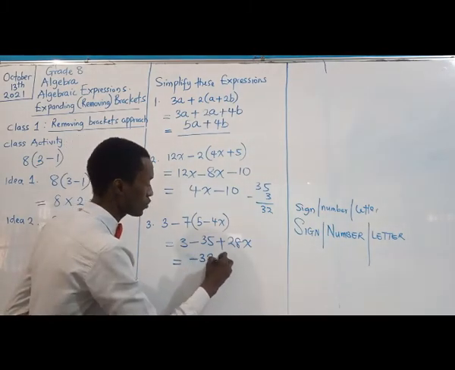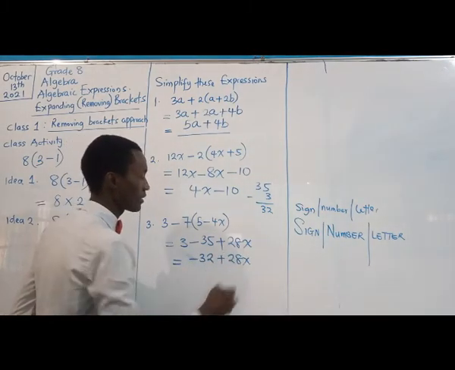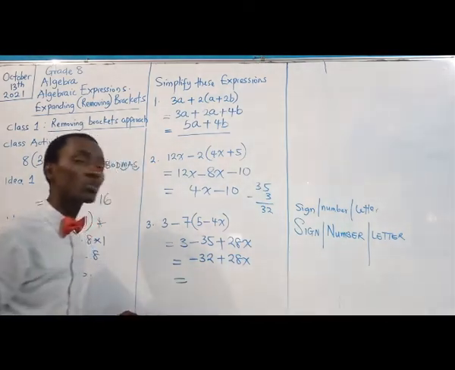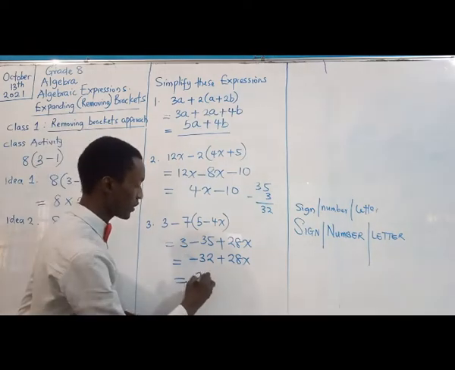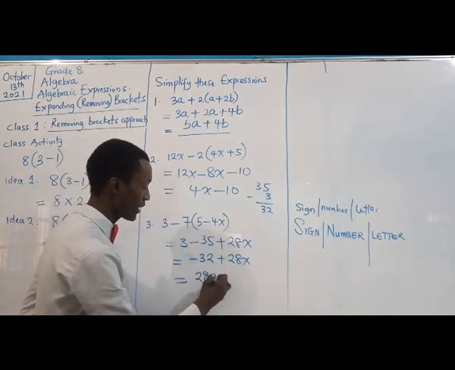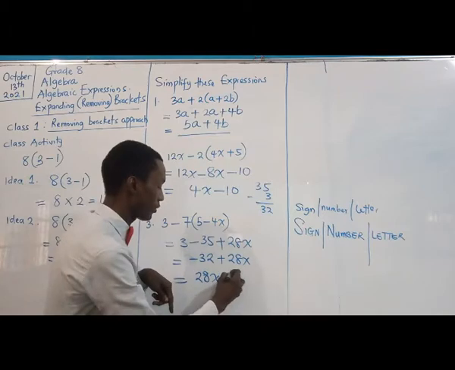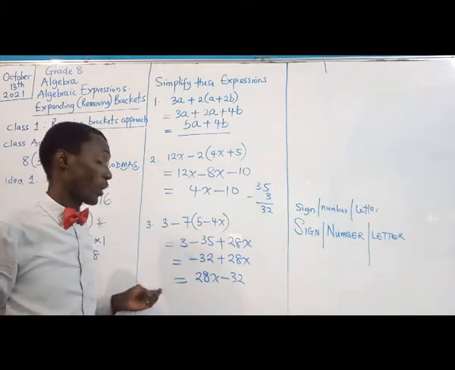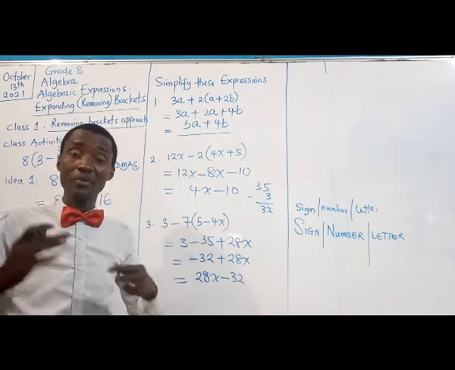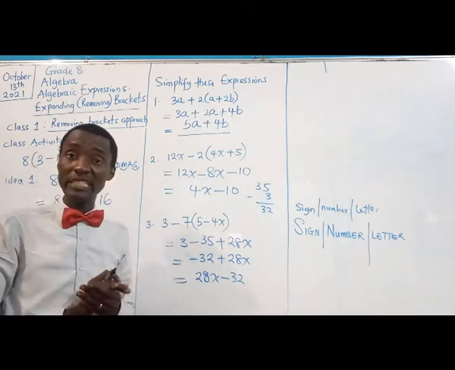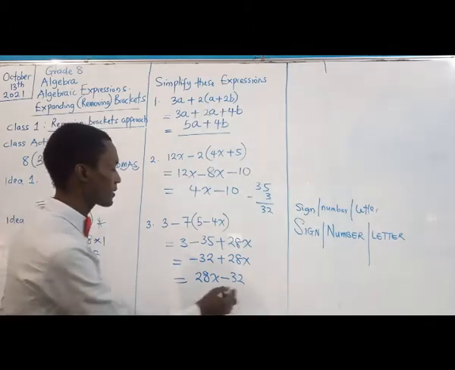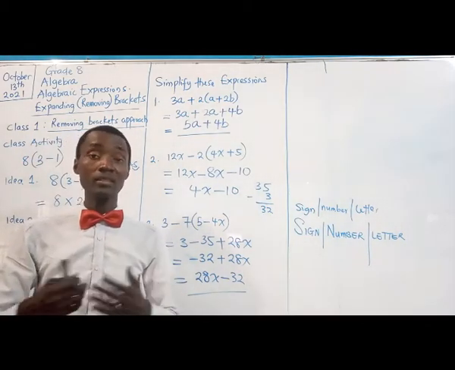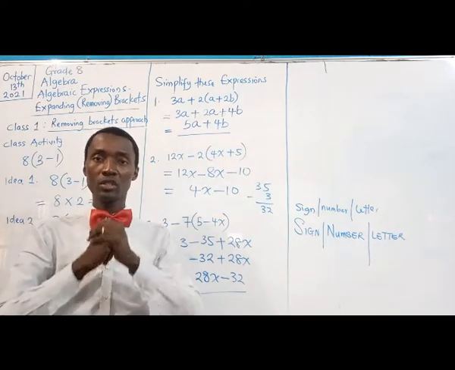But because I have a bigger number taken from a smaller number, my answer will be negative 32 plus 28x. There's something we call rearranging. You can rearrange it back. I want to see positive first, so I can write 28x and then minus 32. We are just rearranging. We're not dealing with equations. For expressions, you can rearrange and the signs will still be the same. Alright, so that takes care of that problem, and then we'll move into some more questions to test the concept we're trying to drive home.